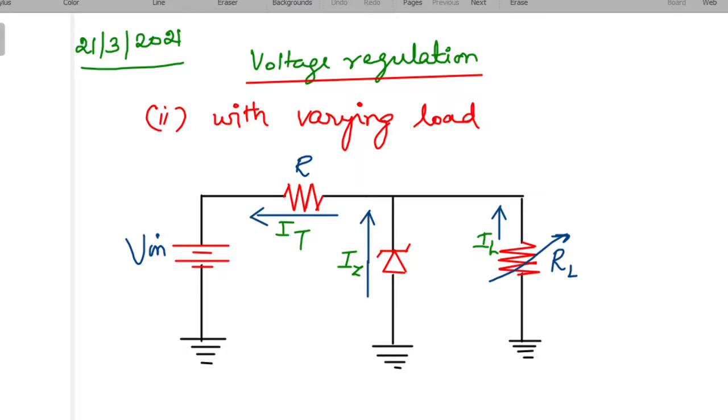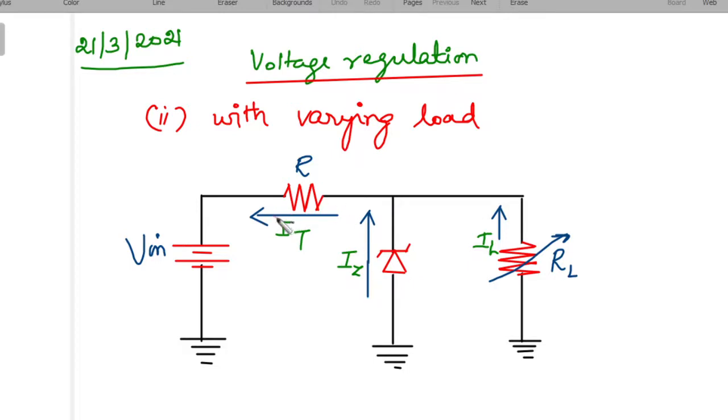This is our plus, this is the minus terminal of the V1. So this plus is connected to the negative cathode, so it is in the reverse bias condition. In the reverse bias condition only, it would be acting as a voltage regulator. It maintains a constant output voltage.